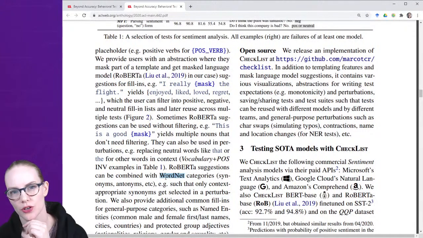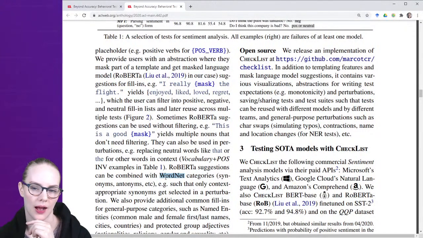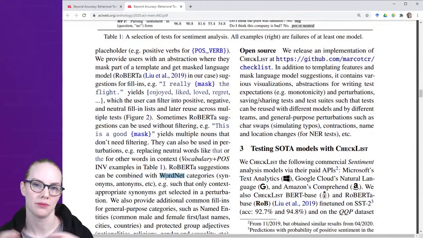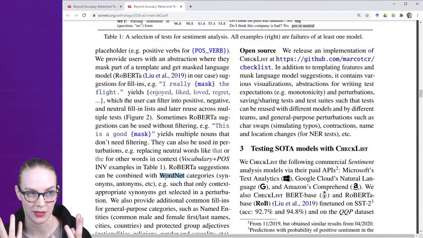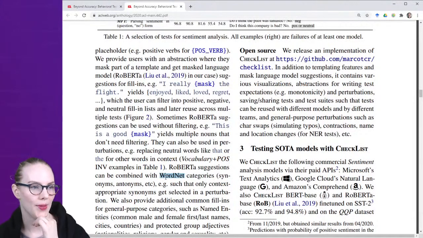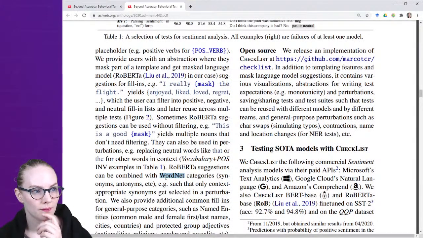That has relationships between words and also different concepts. So synonyms are words that mean the same thing as other things, and if WordNet is a graph structure, synonyms would have an edge that's like these two words mean the same thing. Antonyms, they'd have an edge that means these two words mean opposite things, and you can use that information to query the data set, such that only context-appropriate synonyms get selected in a perturbation.